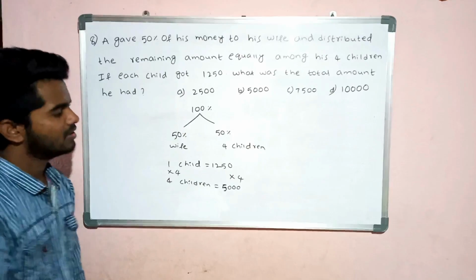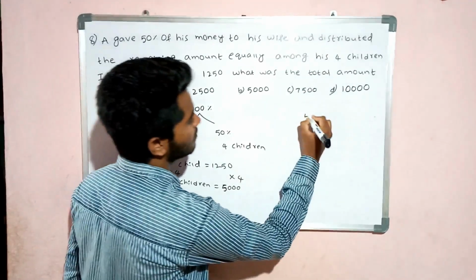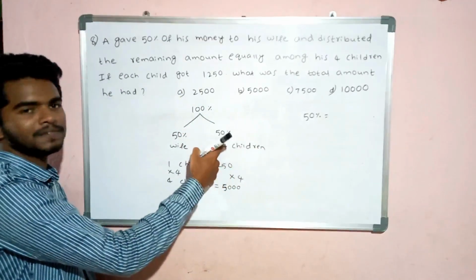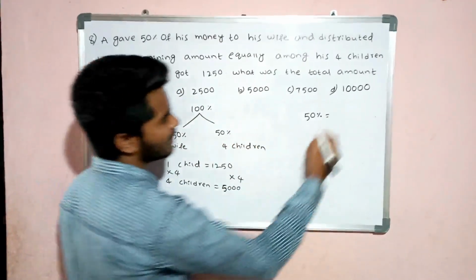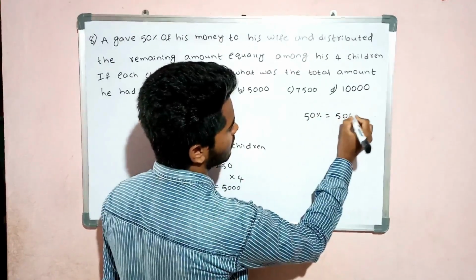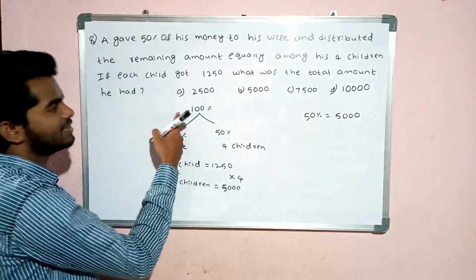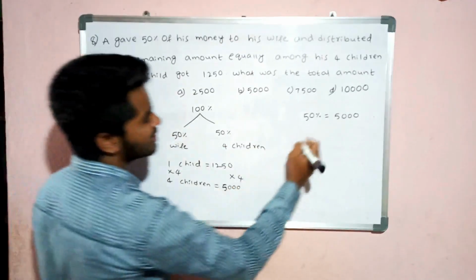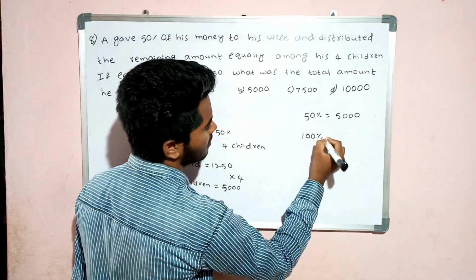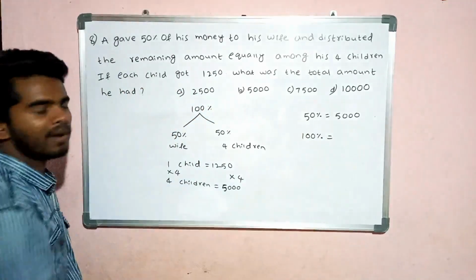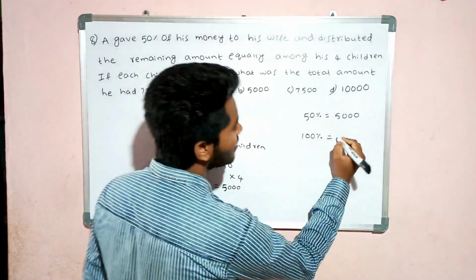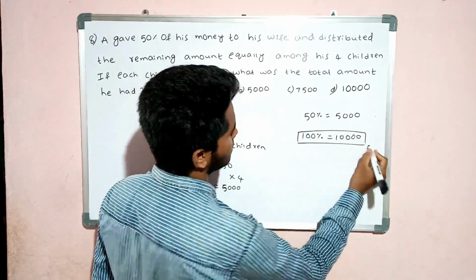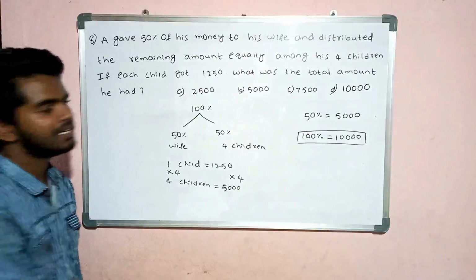So 50% equals 5000, since the 4 children's percentage is 50%. What was the total amount he had? His total amount is 100%. 100% is double 50%, and the right side also the same, double 5000, 10,000. The answer is 10,000, Option D.